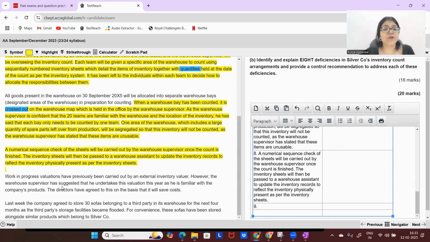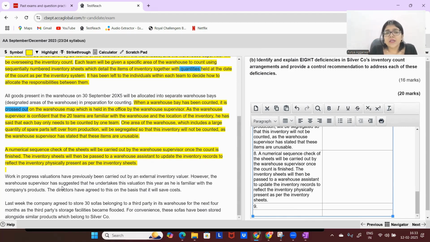Okay, 9th. Work in progress valuations have previously been carried out by an external inventory valuer. However, the warehouse supervisor has suggested that he undertakes this valuation this year as he is familiar with the company's products. The director have agreed to do this on the basis that it will save costs. See, costs are not the only criteria that we always look upon, right? Cost से ये नहीं होता है, again, cost is not the only factor. We have to also ensure quality in our practices in the company, right?